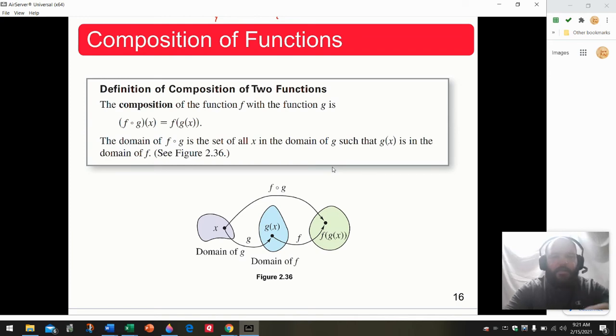And it does state that the domain of f of g is the set of all x's in the domain of g such that g of x is in the domain of f. Now that gets to be a little bit tricky, but what they're saying here is because g of x is going on the inside, the numbers that you're allowed to put in g of x have to be numbers that give you outputs from g of x that are allowed to be put into f of x. That's a little bit confusing, and we'll talk a little bit more about that in subsequent videos.